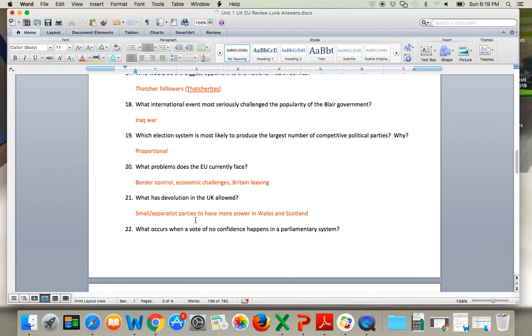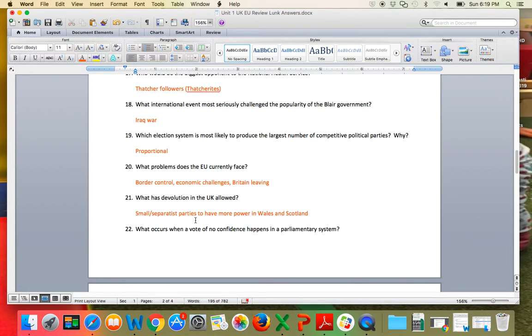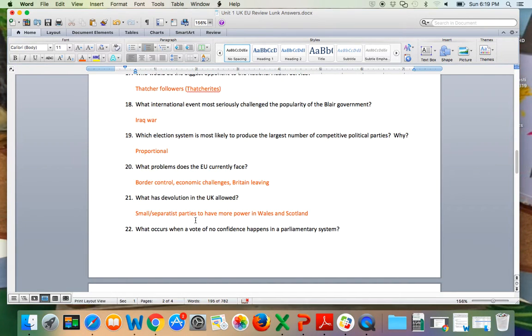Proportional election system creates more competitive political parties. That's due to the fact that seats are gained by the percentage that you're voted on, instead of just first past the post or one winner.